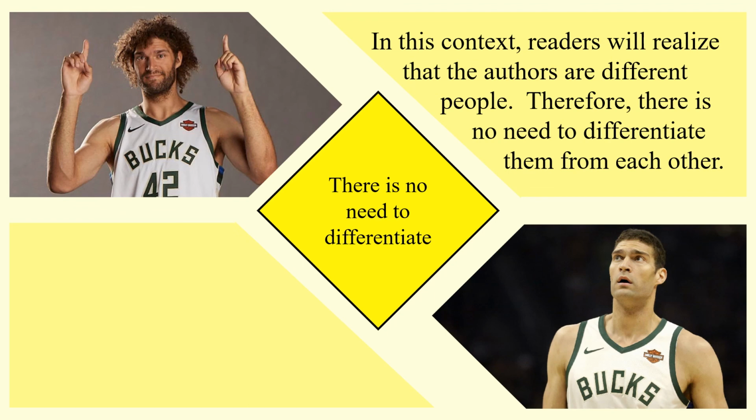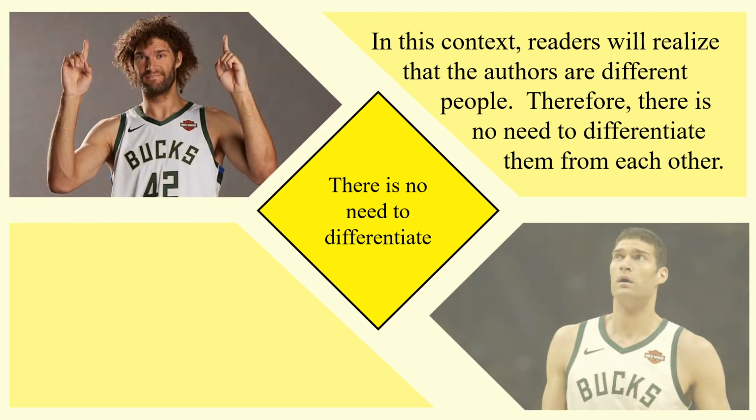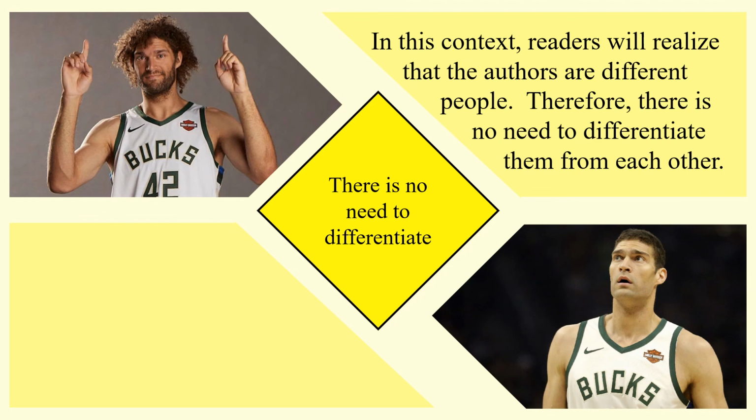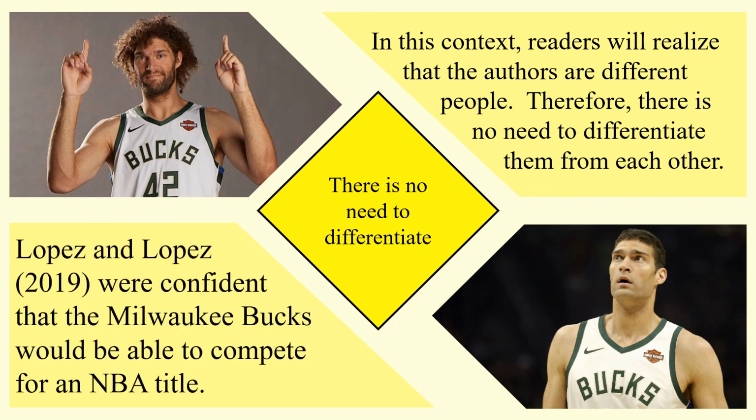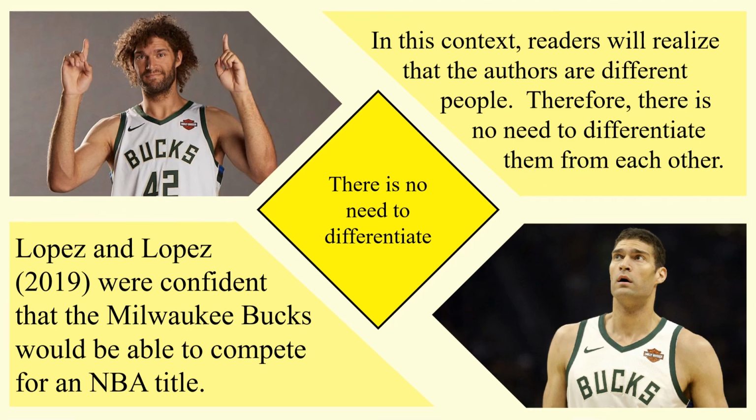Let's assume that we're citing an article that was co-authored by twins Robin Lopez and Brooke Lopez. The citation might go as follows: Lopez and Lopez, 2019, we're confident that the Milwaukee Bucks would be able to compete for an NBA title. In this case, because the two authors are cited by each, the reader realizes that they're two different people. We do not need to include their initials.